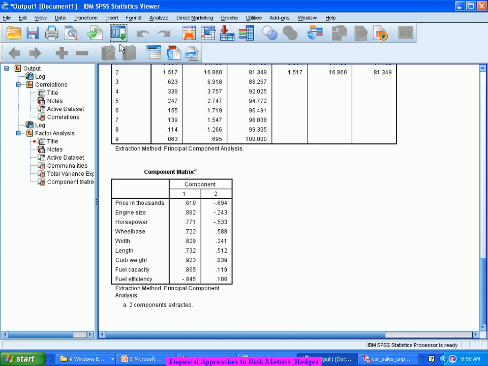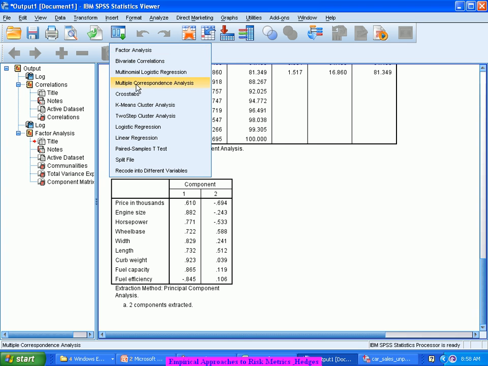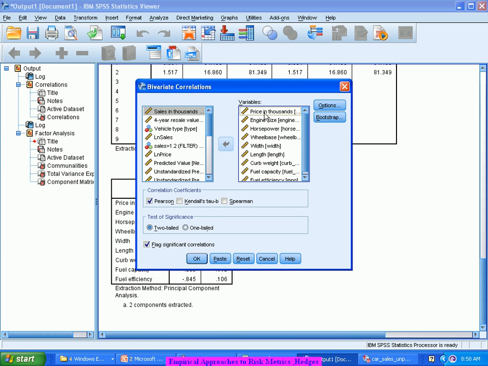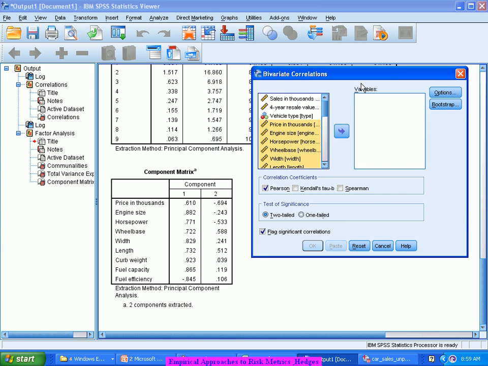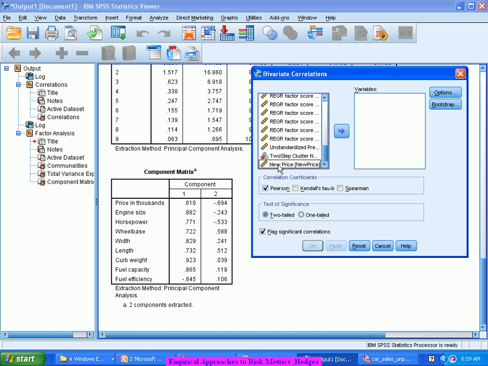Now if I try doing the correlation between those two components which are formed instead of all these, because the two are a reflection of all these 9 in some combination. What is that combination? These are the combinations. Probably component 1 takes 61% of the price, 88.2% of engine size. So those are the weightages it is giving to all these values, and finally forms one component. Similarly, the second component.